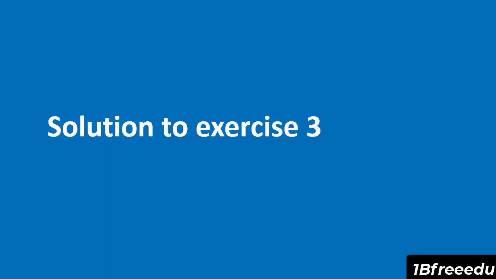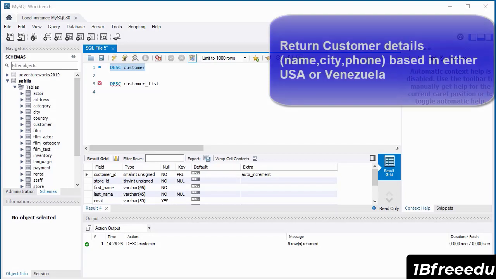Let's take a look at the solution to exercise 3. Exercise 3 requires returning specific customer details. We only want to return the records that match customer details based in USA and Venezuela. So we want the name, the city, and the phone number of customers based in USA and Venezuela.